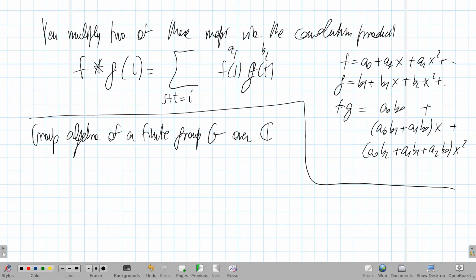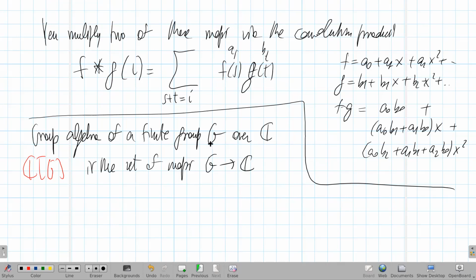It is denoted as C of G. There are other symbols in the literature, such as CG without the parentheses. And this is the set of maps from G to C, okay? This is because the group is finite.